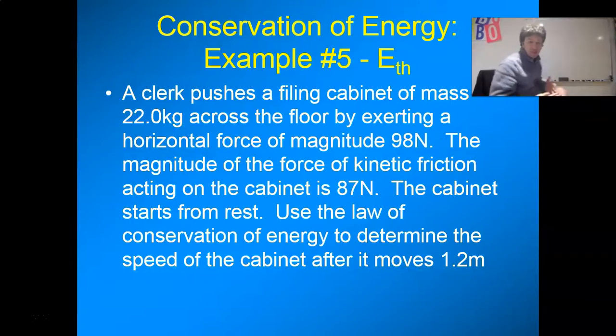All right, so we have a clerk pushes a filing cabinet of mass 22 kilograms. So someone's pushing a filing cabinet. It's great. Across the floor by exerting a horizontal force of magnitude 98 newtons. All right, so here we have someone pushing an applied force of 98 newtons. And we have a certain mass, 22 kilograms. The magnitude of the kinetic friction, so we have kinetic friction, and they give us that value. It is 87 newtons.